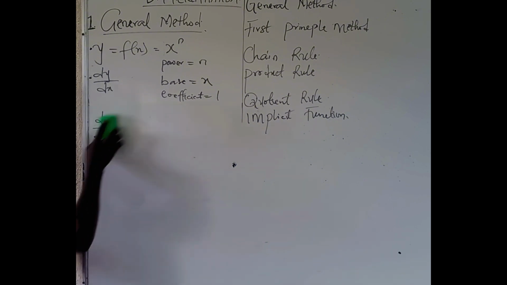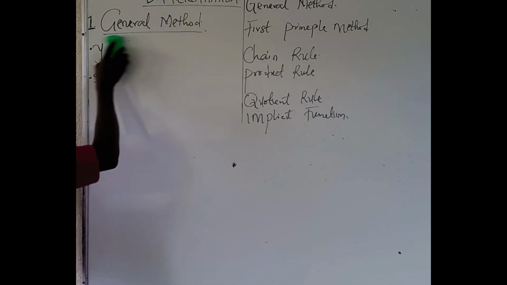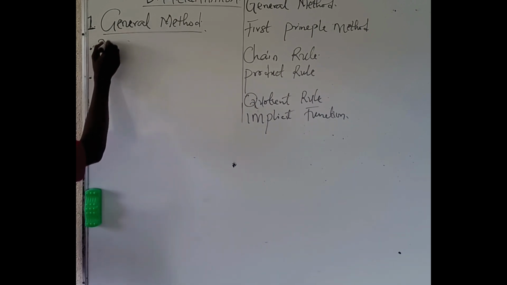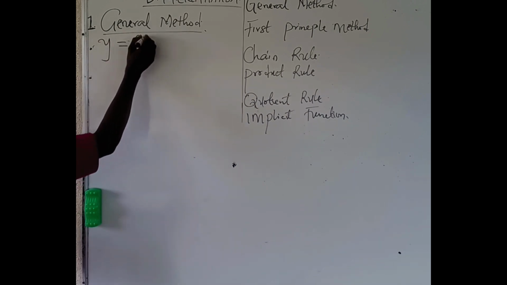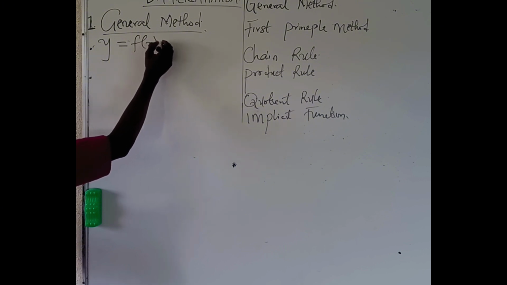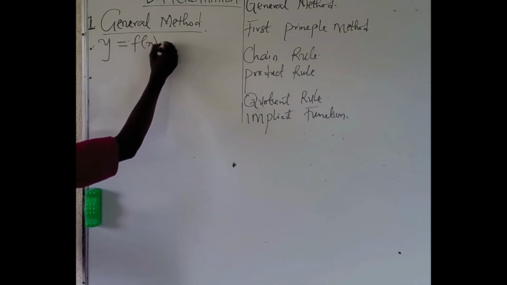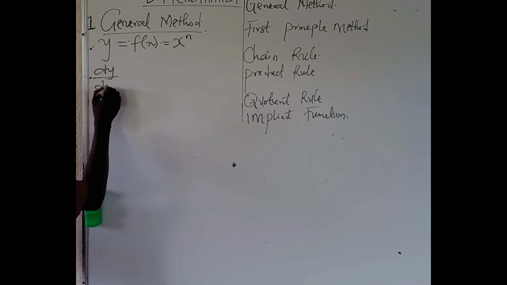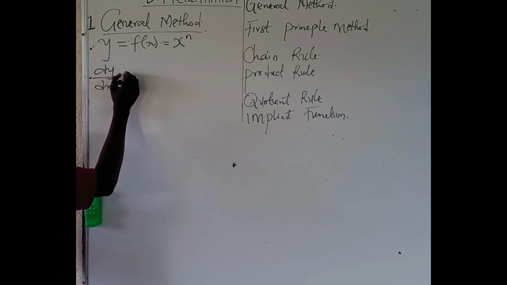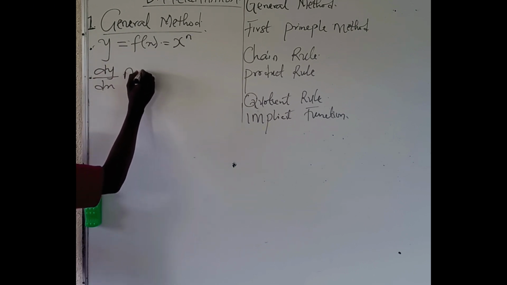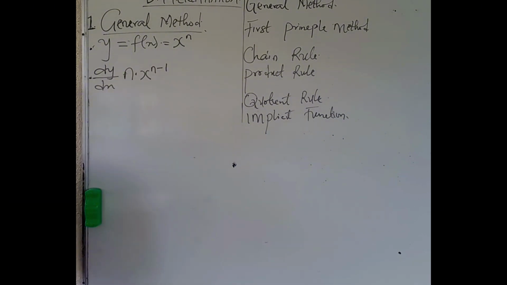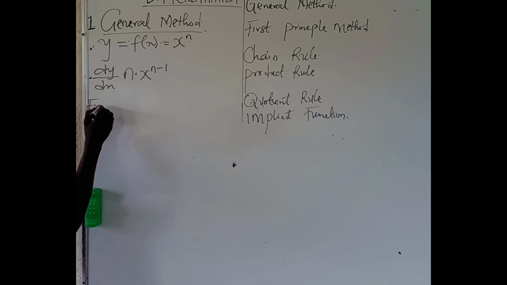The formula for general method: if y is equal to f of s, that is s raised to power n, then dy over ds will be equal to n multiplied by s raised to power n minus 1. So let's look at example 1.